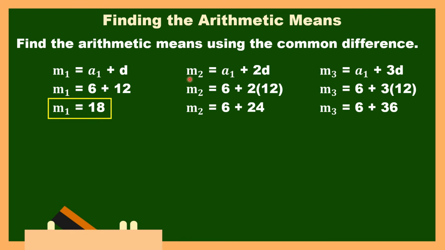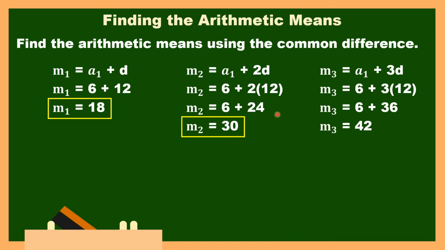And para naman sa m sub 2 is equal to a sub 1 plus 2d. Then substitute the value of the first term and the common difference. Kaya magiging m sub 2 equals 6 plus 2 times 12. Then, m sub 2 equals 6 plus 24. Kasi nga, 2 times 12 equals 24. Then add 6 plus 24 equals 30. And that is the second arithmetic mean or the m sub 2.